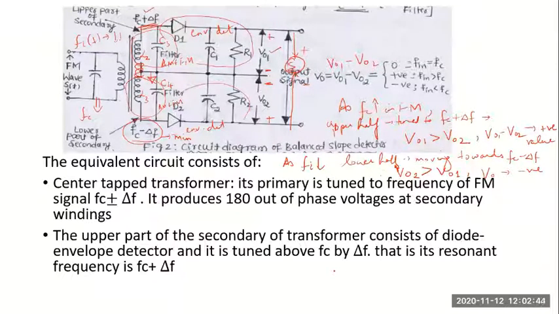Okay, and the ideal condition: when the instantaneous frequency is at the carrier, when Fi is equal to the carrier frequency, then the output of the upper slope detector circuit will be the same as the output of the lower slope detector circuit. Therefore, what happens to the final output voltage? The final output voltage would be 0. Okay. So this is how we are going to analyze the working of a dual slope detector.